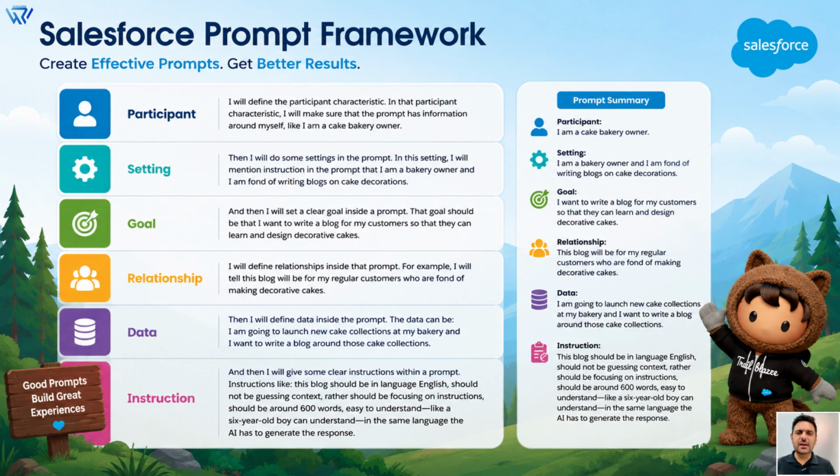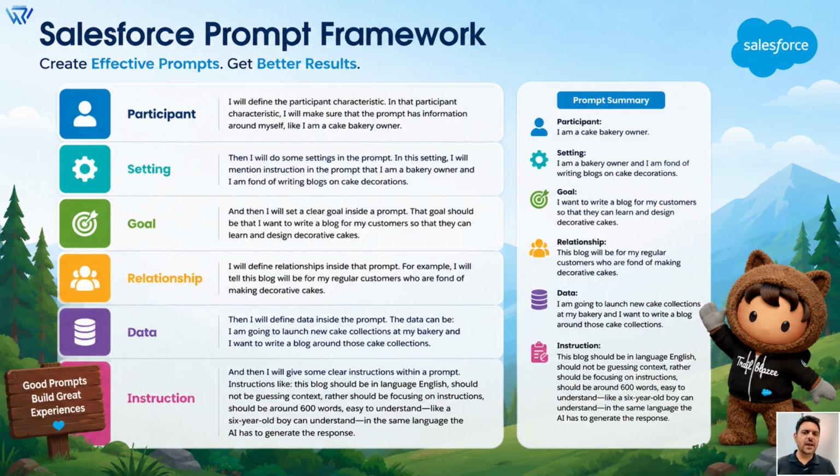Then I will do some settings in the prompt. In this setting, I will mention in the prompt that I am a bakery owner and I am fond of writing blogs on cake decorations. And then I will set a clear goal inside the prompt. That goal should be that I want to write a blog for my customers so that they can learn and design decorative cakes. I will define relationships inside that prompt. For example, I will tell this blog will be for my regular customers who are fond of making decorative cakes.